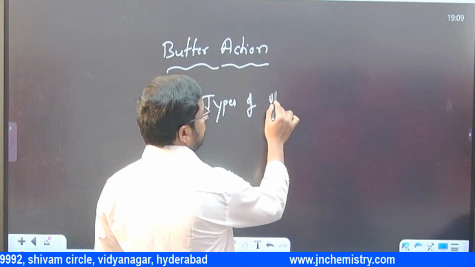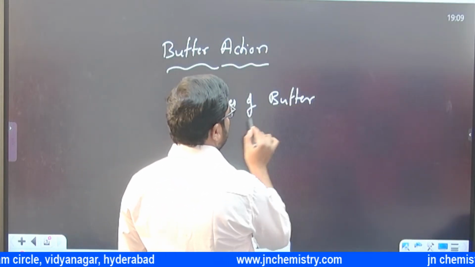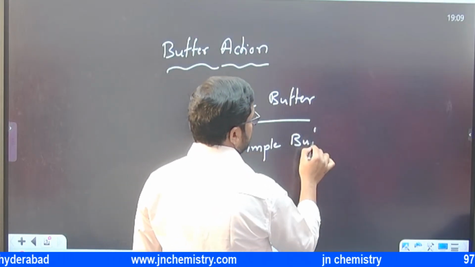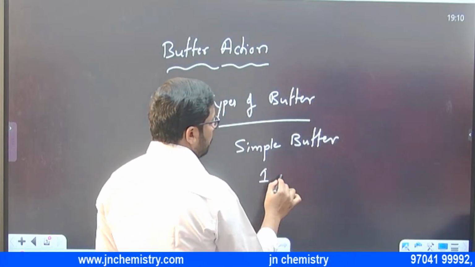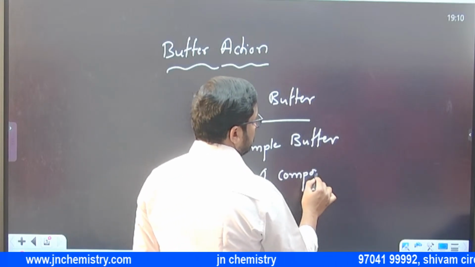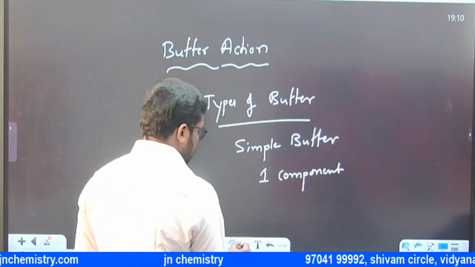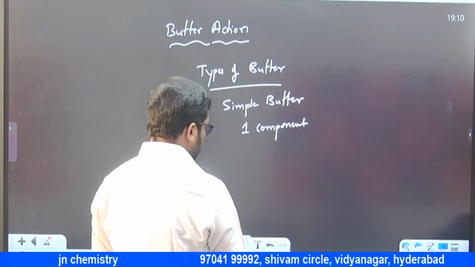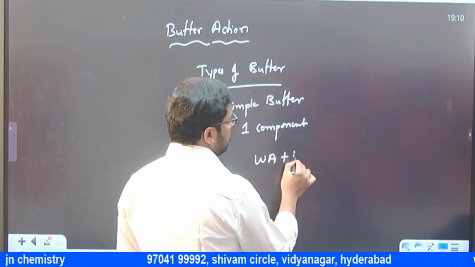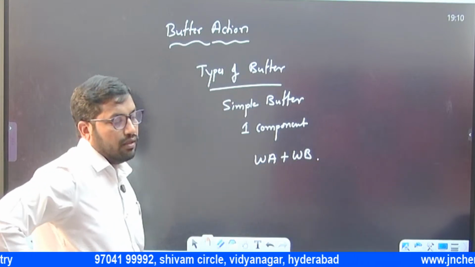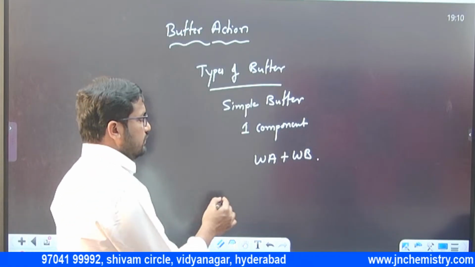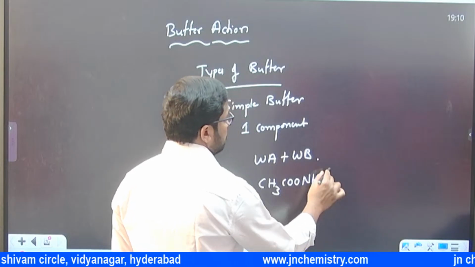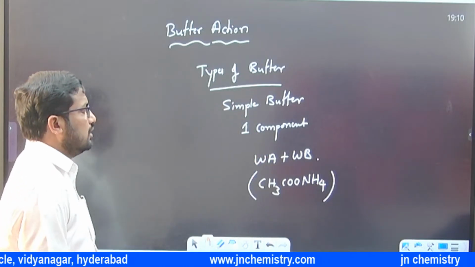Types of buffers. Buffer solutions. Simple buffer. Simple buffer means one component, so we can say weak acid plus weak base. Only one component is there. Salt means we can say salt of CH3COO, and this is not that much of important, right?